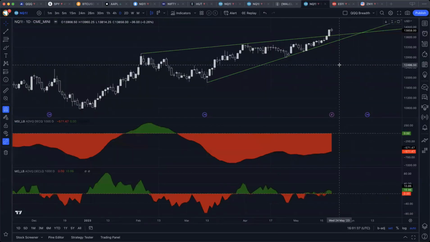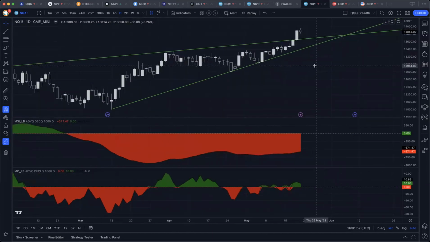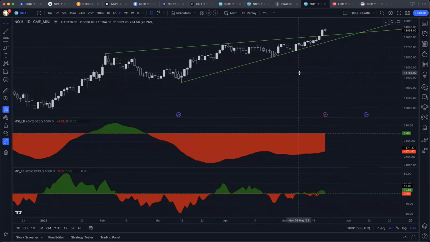Well, we can see here that we've got this lovely diagonal formation, and it concluded with a surge up over the upper line and then some consolidation. But we can also take a look at the breadth. And that's really the point of this chart, is to see that the breadth remains really uninspiring, right?